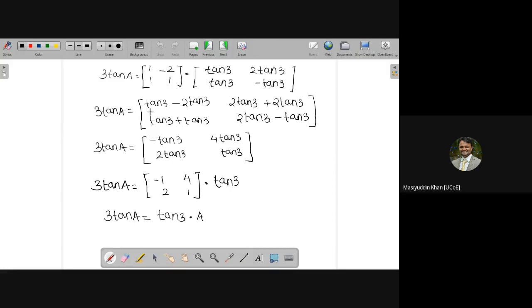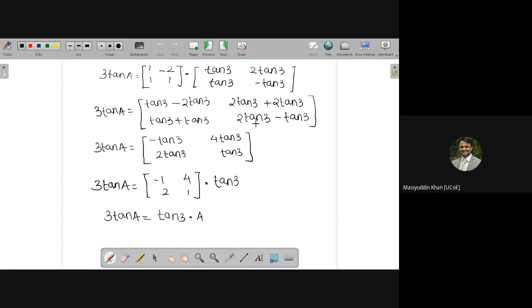First row first column gave this, first row second column gave this. Then second row first column: 1 into tan 3 plus 1 into tan 3, tan 3. Similarly, 1 into 2 tan 3, 2 tan 3, 1 into minus tan 3, so we can write it as minus tan 3. This has only been simplified here. So tan 3 minus 2 tan 3 will become minus tan 3. 2 tan 3 plus 2 tan 3 is equal to 4 into tan 3. Tan 3 plus tan 3 is equal to 2 into tan 3.